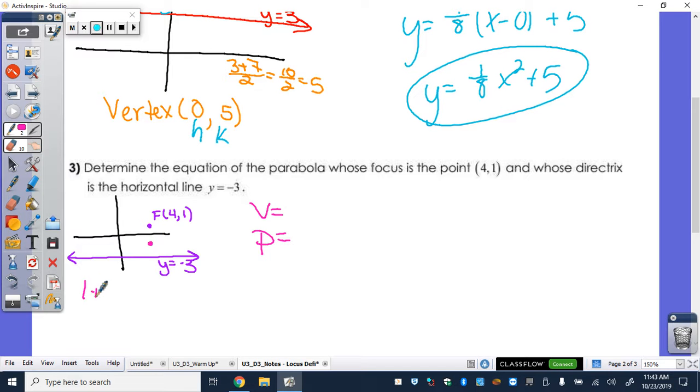1 plus -3 divided by 2. If we take our average, it gives us our -1. The x is always going to be the same as the x from your focus. So 4, -1. And then our p-value, how far is that vertex from both the focus and the directrix? 2. So our p is also a 2 again.